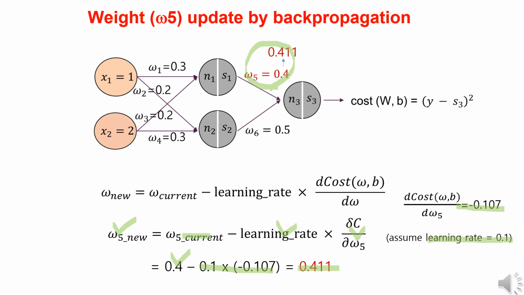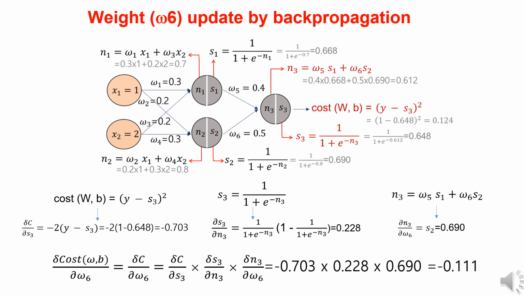Next, let's examine the process of updating the weight omega 6. Using the chain rule, the partial derivative of the cost function with respect to omega 6 can be calculated by multiplying the partial derivative of the cost function with respect to S3, the partial derivative of S3 with respect to N3, and the partial derivative of N3 with respect to omega 6.